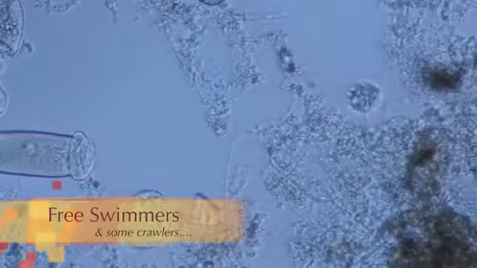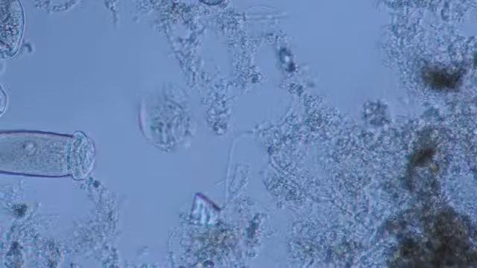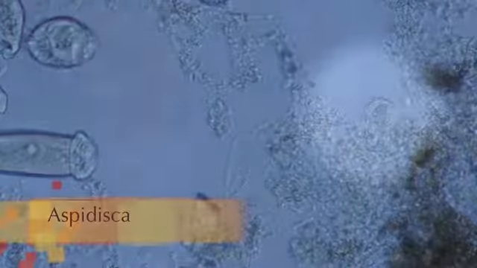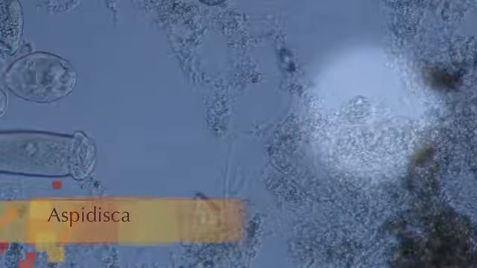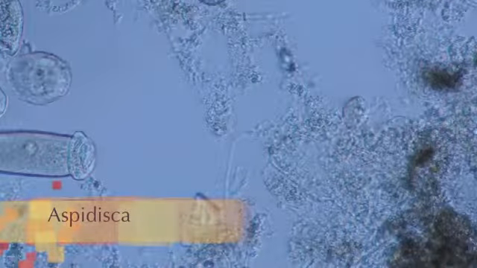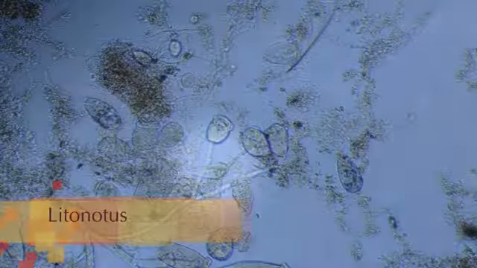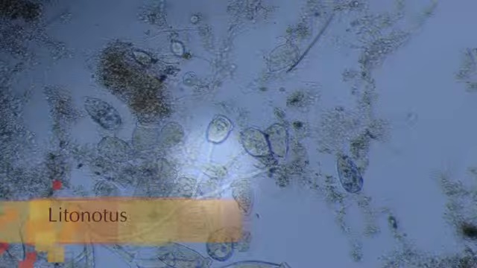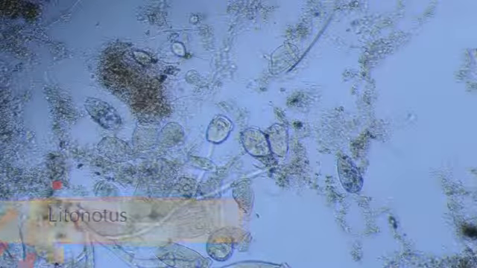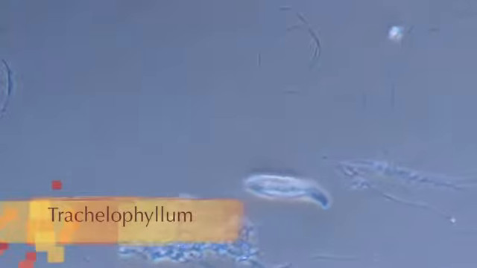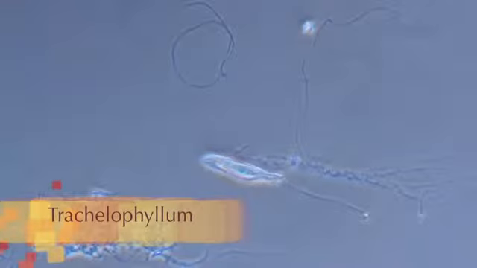Now to the family of the free-swimming ciliates. These guys also come in a few different varieties. Here's an Aspidisca. These little critters are easily identified by their many crawling legs. Say hello to Lytonitis. I don't know if I pronounced that correctly. And here is Trichophyllum. Look at this guy go.